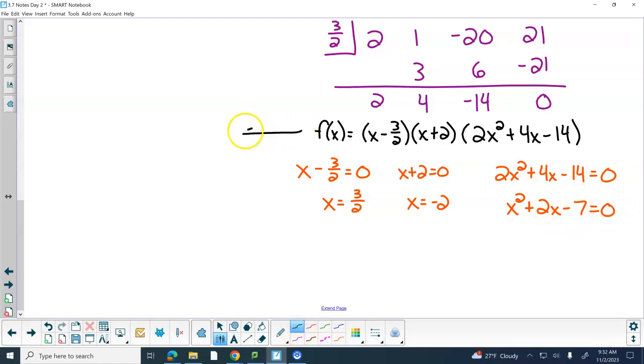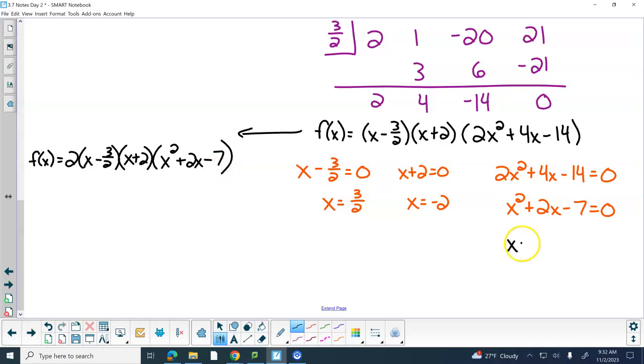Which then would give this, and our fully factored, we divided by 2 there. Okay? So we've got x equals negative 2 plus or minus the square root of 2 squared minus 4 times 1 times negative 7, all over 2 times 1.